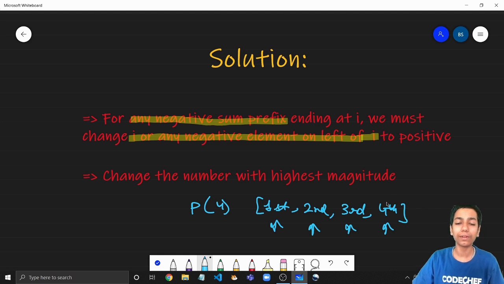There's no point changing the fifth or the sixth element. Fine. So this is the first observation. And which number should we choose? Well, the one with the highest magnitude.